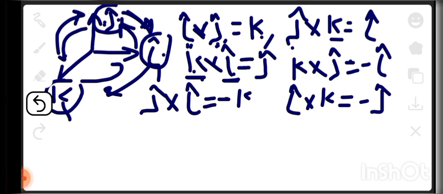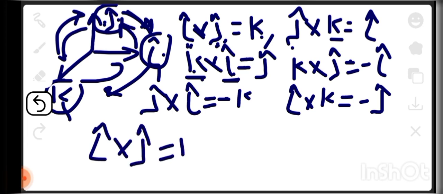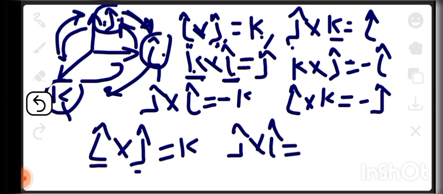So just know that if you have I cross J equal to K, and you interchange this to J cross I, the answer will just take a negative sign. That's the only thing that will happen there. The K is still there, but the negative will be there. So take note of that. These are how we unravel the cross product of unit vectors.